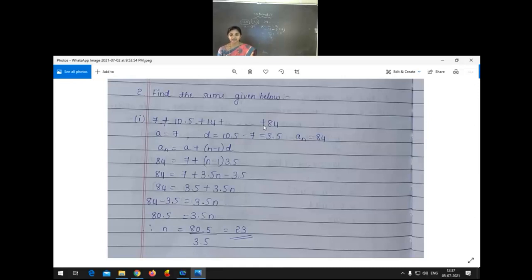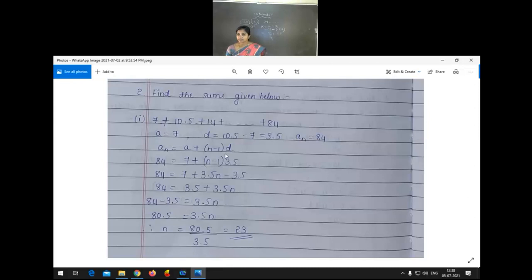Yes. What we need here? Number of terms. So 7 plus 10.5 plus 14 plus so on up to 84. How many numbers are there in this? Because in the formula we'll get n by 2, where we have to substitute the n value. The n value is nothing but the number of terms.